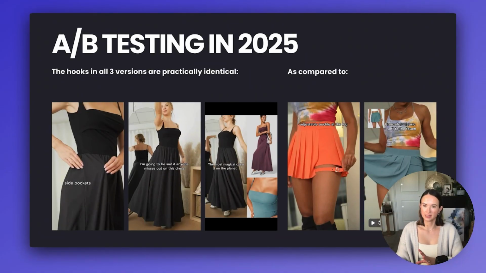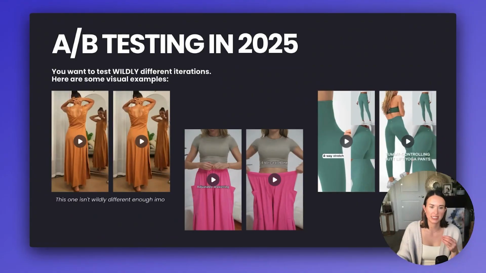If you notice, there's an underlying theme taking place. There are a lot of similarities, but they're still wildly different. And this is honestly a really good example of that. So the one on the left, this one is not wildly different enough, in my opinion.